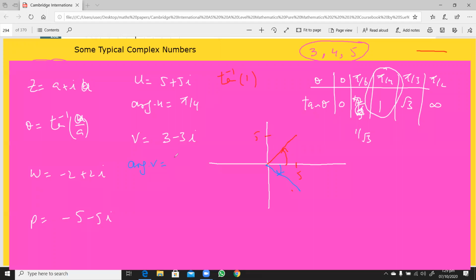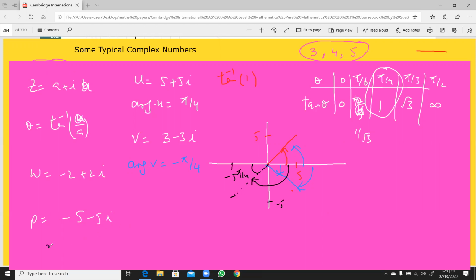What is the argument of v? Minus pi by 4, because this is going to be a clockwise direction. This was an anti-clockwise direction, okay? Now look at this minus 5 and minus 5. So this will be here, minus 5 and minus 5. So you will have it here in this direction, okay? So this is your pi by 4. So how much is the argument here?